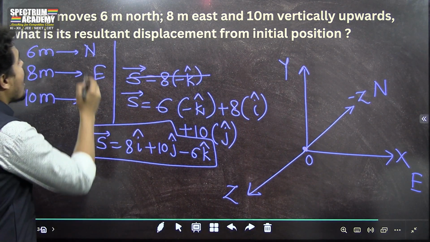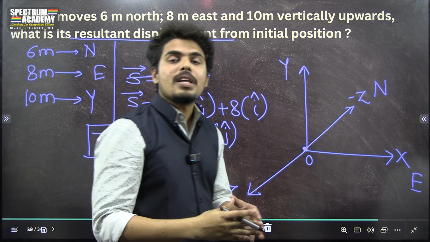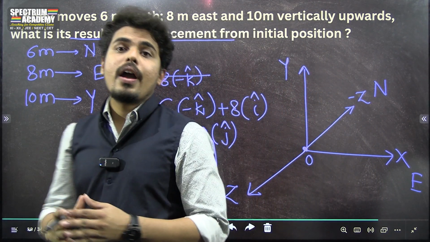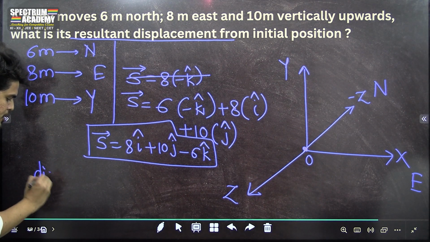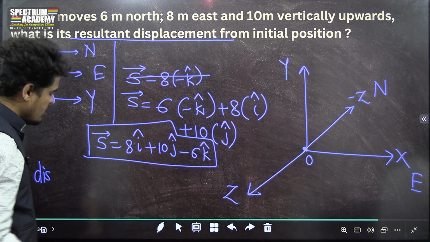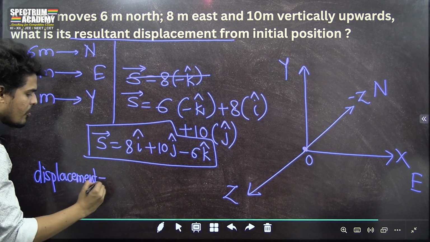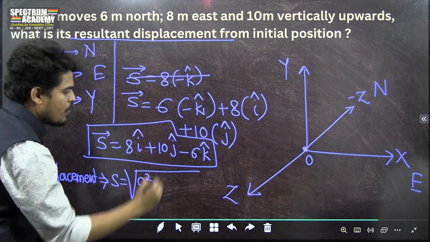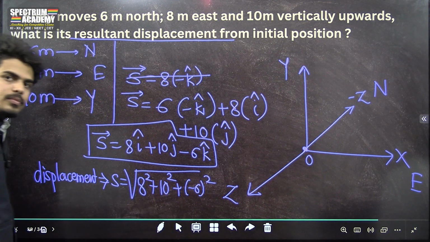Now we have asked the resultant displacement, यानी हमें इस displacement vector का magnitude पूछा गया है, and in vector analysis you have studied how to find the magnitude of the given vector. So the required displacement, this is the displacement in vector form. Now what is its magnitude? So displacement in magnitude equals to s equals to under root of 8 square plus 10 square plus minus 6 square.